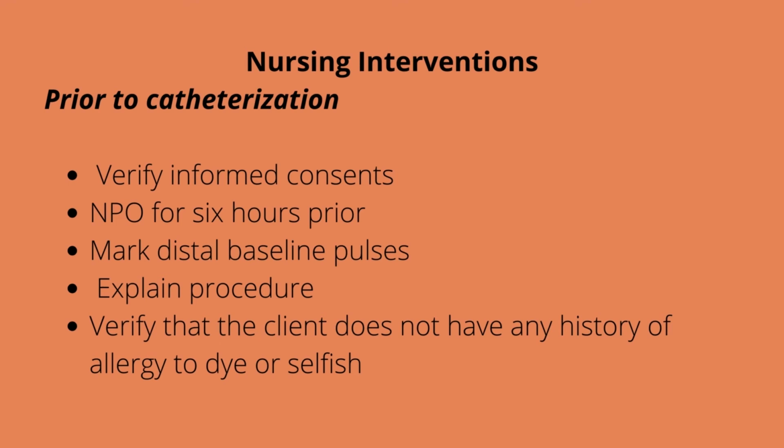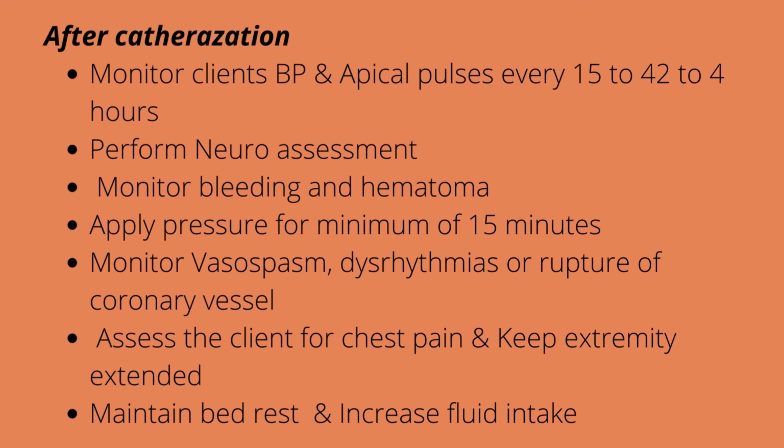And after catheterization, we always monitor our blood pressure and apical pulses every 15 minutes for 2 to 4 hours, right? Because we are going into a main vein. We perform neuro assessment every 15 minutes to rule out any hemorrhage. We monitor for bleeding and hematomas at the catheter insertion site. We apply pressure for at least 15 minutes to prevent bleeding or hematoma formation. And with our patients who are prone to bleeding, we hold it even longer. We assess for chest pain, right? We keep the extremities extended for up to 6 hours, between 4 to 6 hours. We maintain bed rest, no hip flexion, no sitting up in the bed because it increases pressure. And we also increase fluid intake to flush out that dye.